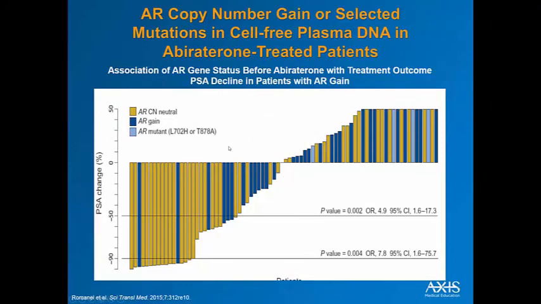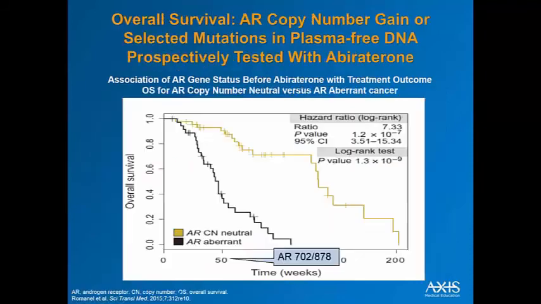So if you have an amplification, an AR gain, or you have an AR mutation of a certain type, the 702 or the 878A, these mutations and AR gains are predictive for having resistance. So this is another way to kind of predict what might work in a particular cell and what might not. And here's the overall survival. If you've got the androgen receptor aberrant, which would be either amplification or the 702 or 878 mutation, you can see that the survival is really not very good compared to the group that is copy number neutral.